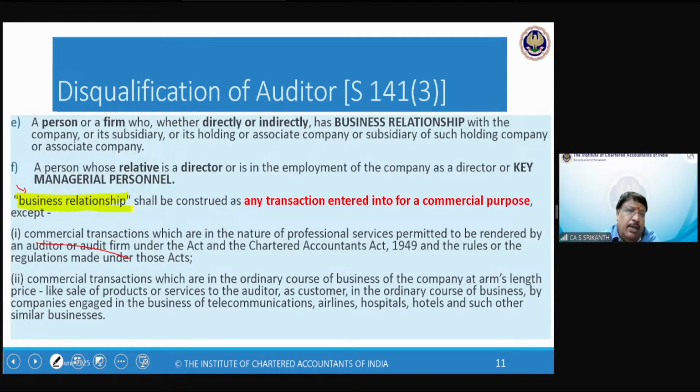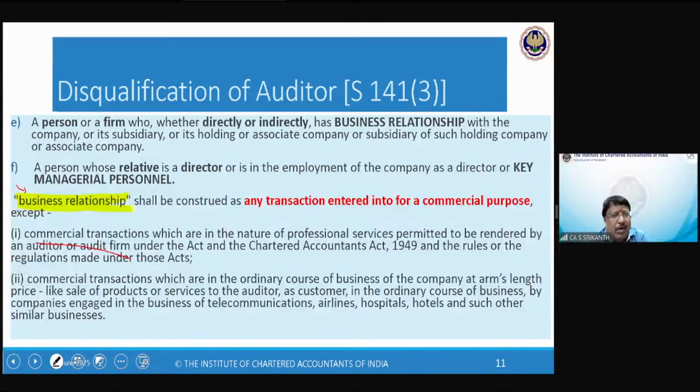A person whose relative is a director. So this is why this business relationship. Also, commercial transactions which are in the ordinary course of business of the company at arm's length price, like sale of products or services to the auditor, etc. In the business of telecommunication, airline, hospital, such other similar businesses. For example, to my knowledge, EY is the auditor for SpiceJet. Whatever, doesn't matter. The point is, they will also book tickets. How can you say I cannot book airline tickets? If the sale of tickets is happening to me at the same price as to a disinterested third party, then it is at arm's length. I can as well do it.